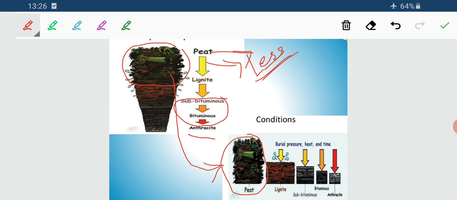moisture content is maximum. So it is peat, and gradually you can find out that when the degree of compression increases and the depth increases, we are getting the superior quality of the coal. Next comes lignite, then comes bituminous, and lastly the most superior quality where the carbon content is maximum, we are getting the best quality of the coal, that is anthracite.